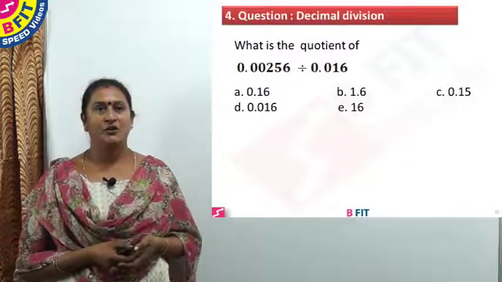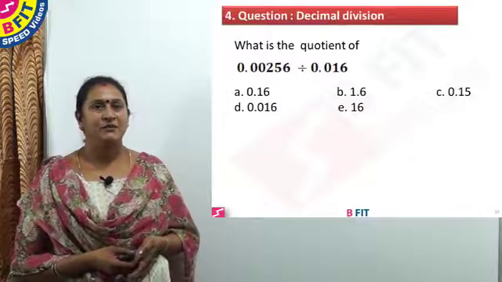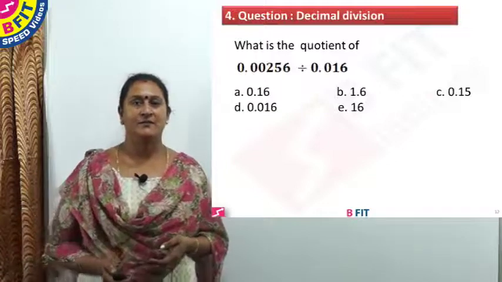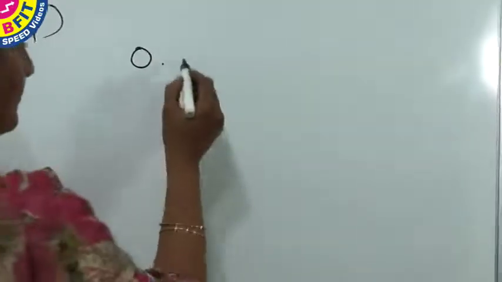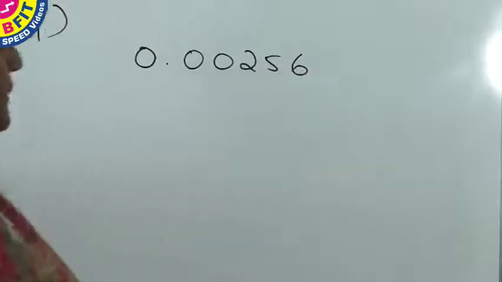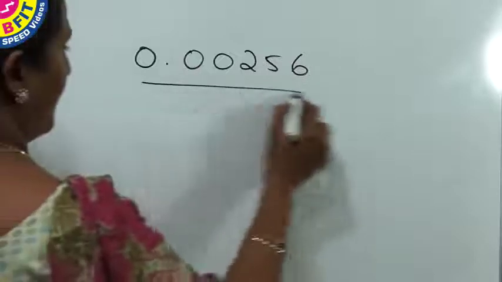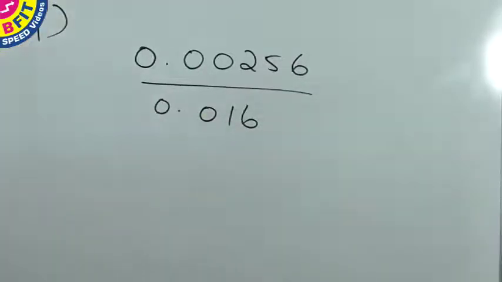So what is the quotient of 0.00256 divided by 0.016? So we'll see the working. So 0.00256 is divided by 0.016. So when you are dividing, the divisor should not be a decimal.